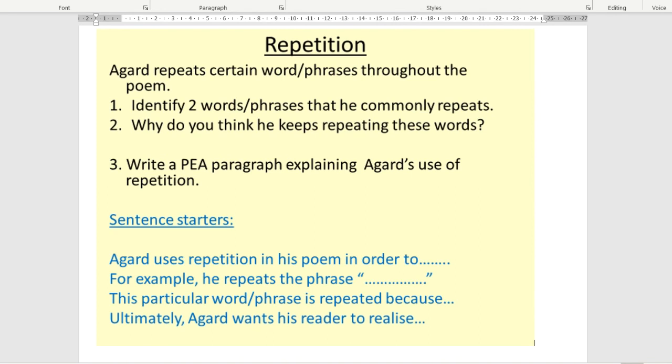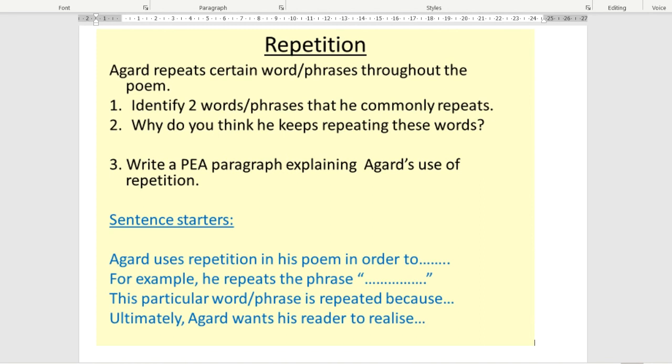You are going to be answering the following question about the poem, and it's going to be about Agard's use of repetition. So what I'd recommend is that number one, you choose two words or phrases that he commonly repeats in the poem, and then you just think to yourself, and you can write it down, why do you think he keeps repeating these particular words?